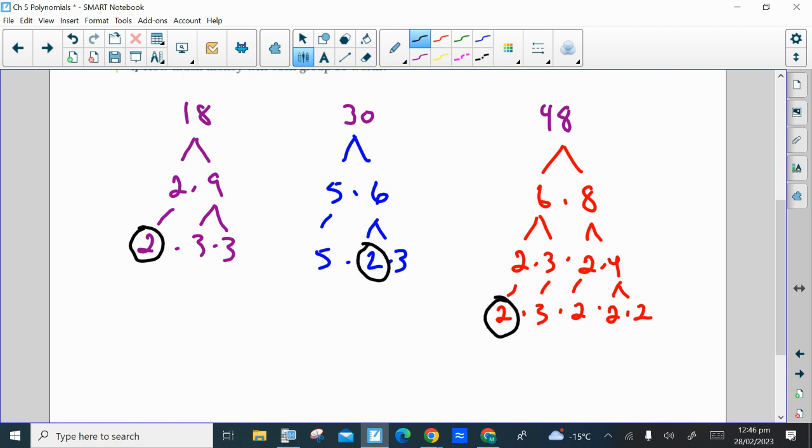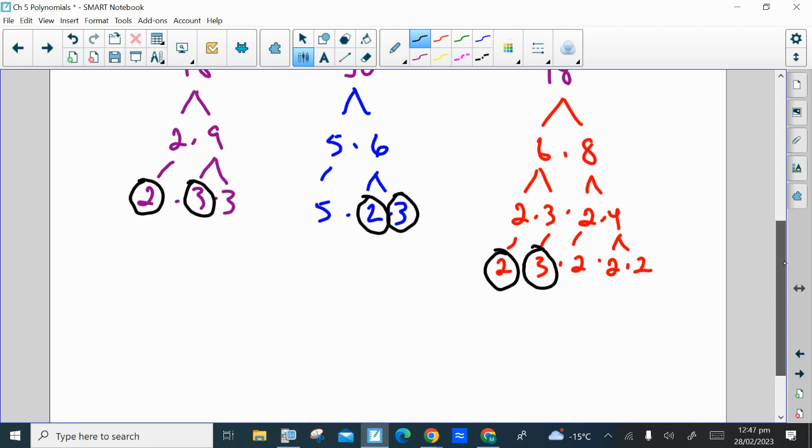So we can circle a 2 in all 3 of these groups. All 3 of these groups also have at least 1 3 in them. So we can circle a 3 in each group. Peyton, can we circle any more? So what's your greatest common factor? Pardon? Yes. There's a 2 times a 3 circled in every group. Your greatest common factor, GCF, is 6.